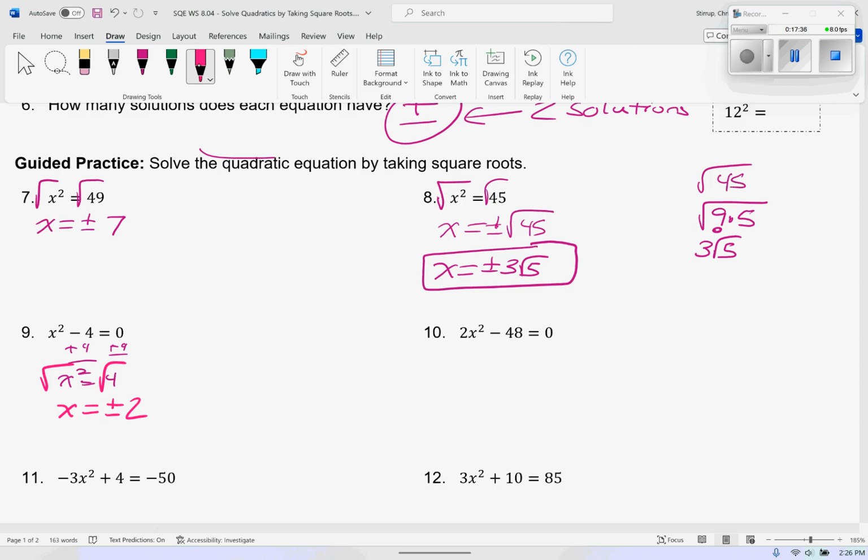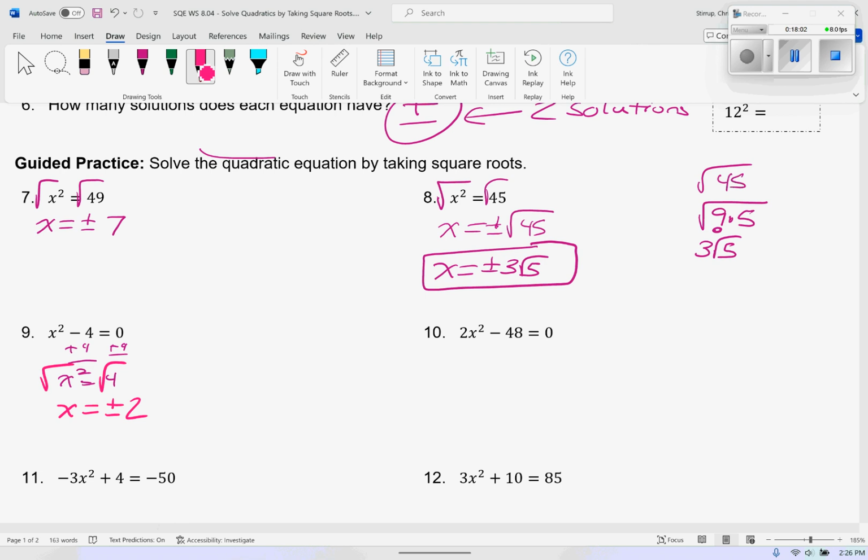Turn to your neighbor. Tell him what not to forget when you take the square root of both sides. We doing okay? Are you ready? Sammy, you good back there? What do we do if we have a square root of both sides? Plus minus, very good.